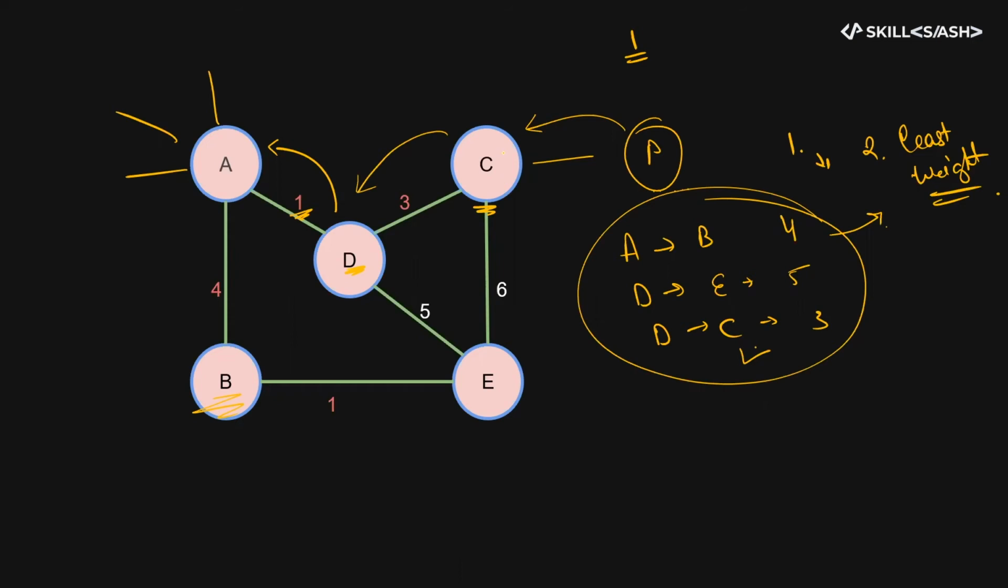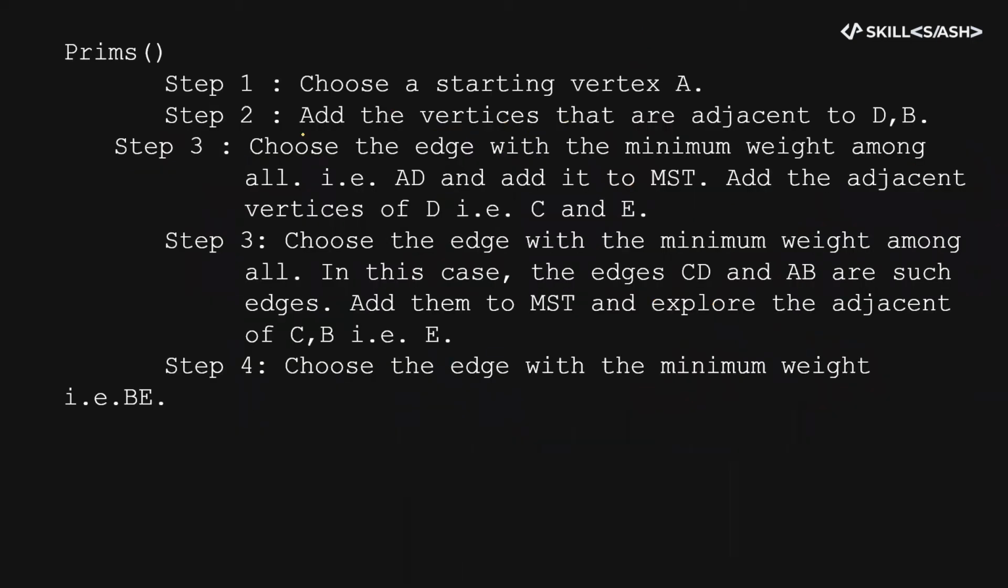So let's see the algorithm for that. A simple algorithm can be: you choose any starting vertex, okay? And then you add the vertices that are adjacent to it. You find all the vertices which are adjacent to it.